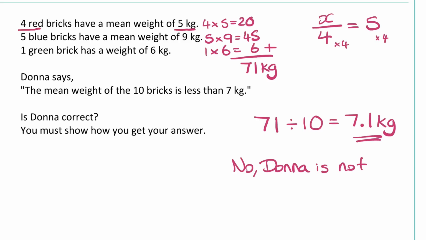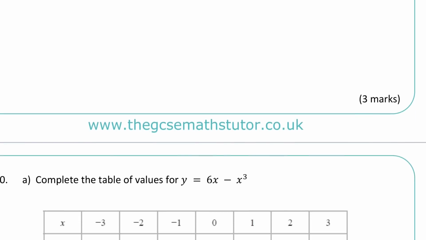And you can say if you want, because the mean is 7.1, but I've got that backed up there and we're working just above it. I can point a little arrow to it if you want, but there you go. No, Donna is not correct. And there we go, there is some reverse mean.